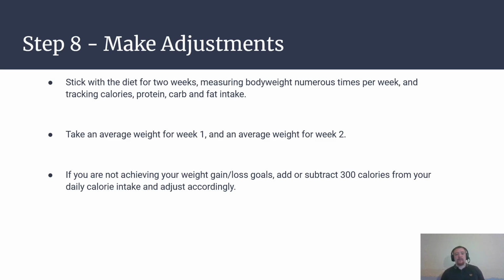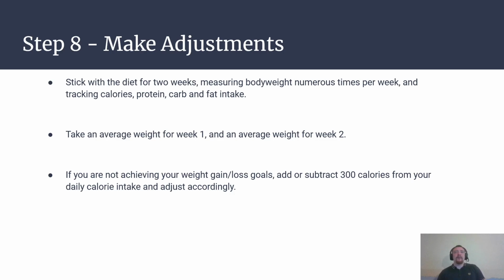Now we'll take an average weight for week 1 and an average weight for week 2. If you are not achieving your weight goal, then you need to make adjustments. So if you are trying to gain weight, but you've stayed the same weight, add in another 300 calories. If you're trying to lose weight, but you've stayed the same weight, take away another 300 calories. Likewise, if you have suddenly lost 2 pounds in 1 week, this is an average weight, and you only plan to lose 1 pound, then you probably need to increase your calories a little bit.